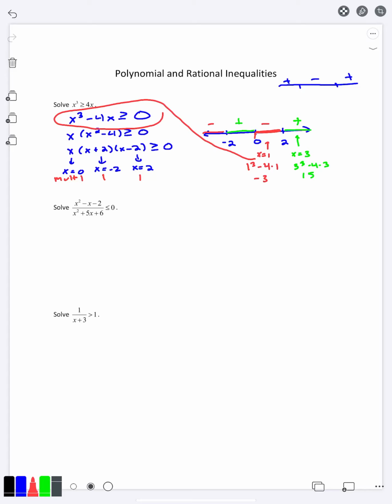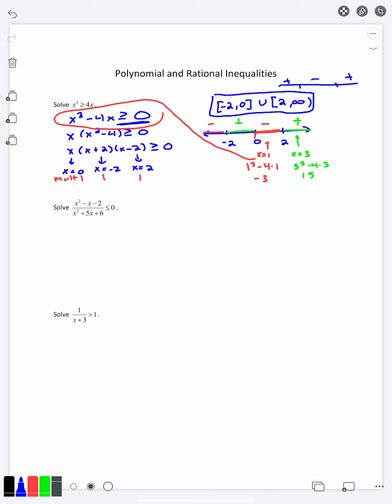Now once we've got our sign chart done, we need to get our answer here. And our answer was, where is it greater than or equal to 0? Well, that's going to be from negative 2 up to 0, and then from 2 up to infinity. Those are the parts that are positive on my sign chart.